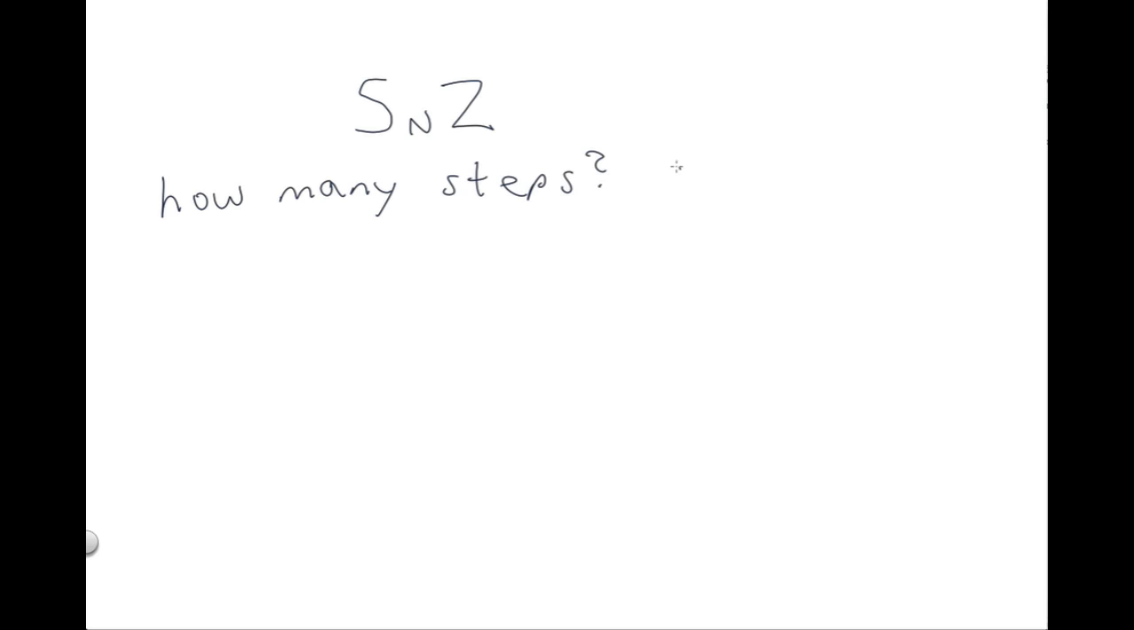The answer is that there is one step in an SN2 reaction. This is one of the first things you have to memorize about an SN2 reaction. Notice that in a way this is an unfortunate name, because it has the number 2 in the name. The number 2 might trick you into thinking that there's 2 steps, but there isn't. Despite the number 2, there's only one step in an SN2 reaction.